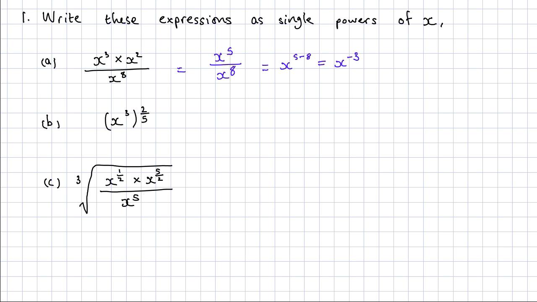Now in this next one I have to use a different index law. So I have x to the power of 3 and I need to power that by 2 over 5. Now when I have this, I just need to write, so I'll write it here, x to the power of 3 times 2 over 5. So 3 times 2 over 5, and that's going to be x to the power of 6 over 5.